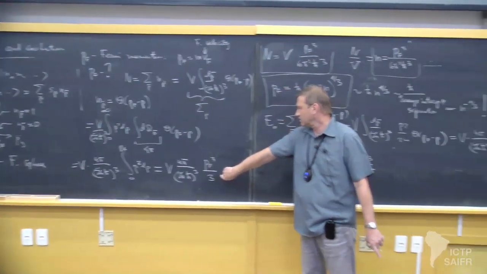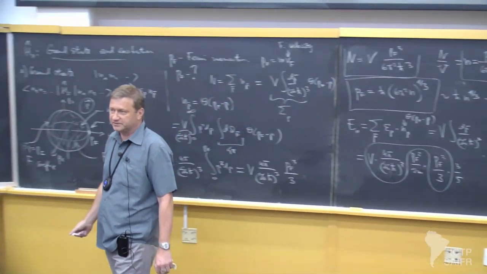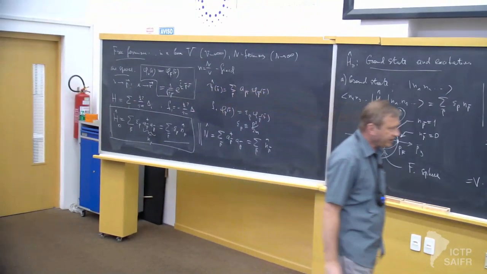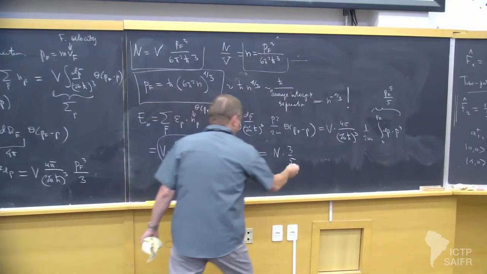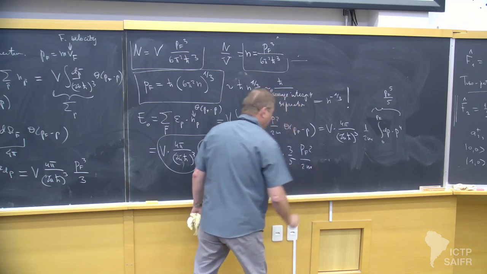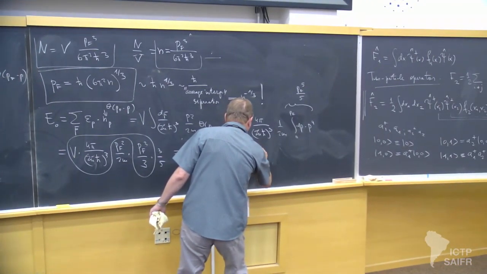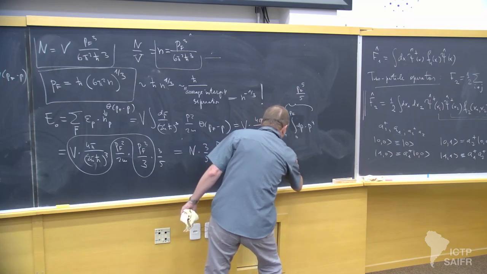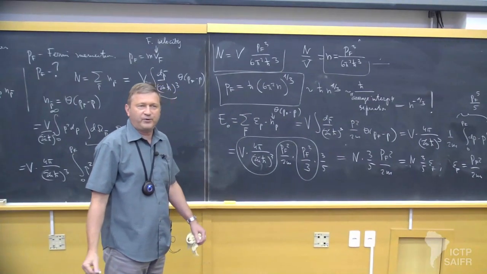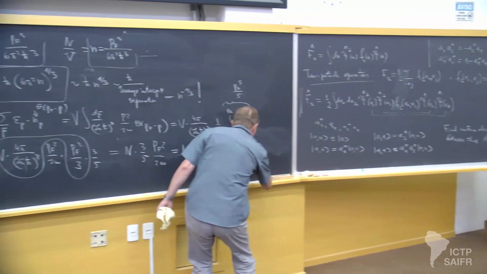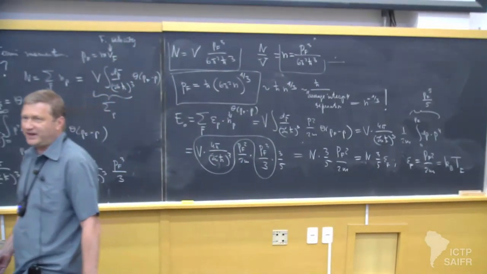Because if I look here, this is exactly the total number of particles. So what I get is N times 3 over 5 times p Fermi squared over 2m, which is very often called the Fermi energy. N times 3 over 5 epsilon Fermi, where epsilon Fermi is just p Fermi squared over 2m. For those working with cold fermionic gases, there is another quantity people introduce, k Boltzmann times T_F, the Fermi temperature. But it's just a different name for the same story.